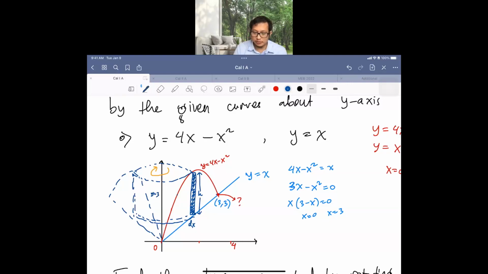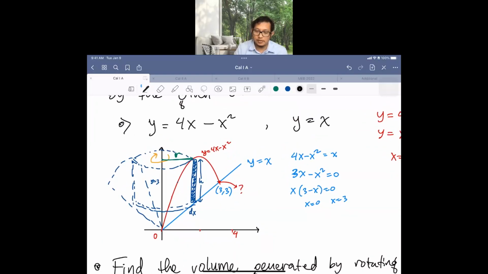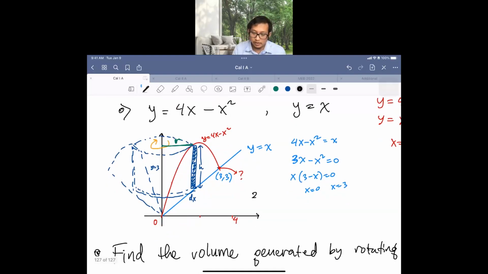And what else? What else do we need to write? So we know that this is a cylindrical shell, so we might need the radius. The radius here. And the formula for the volume of the hollow cylinder is 2 pi r, the circumference, right? And then height, and then the thickness.